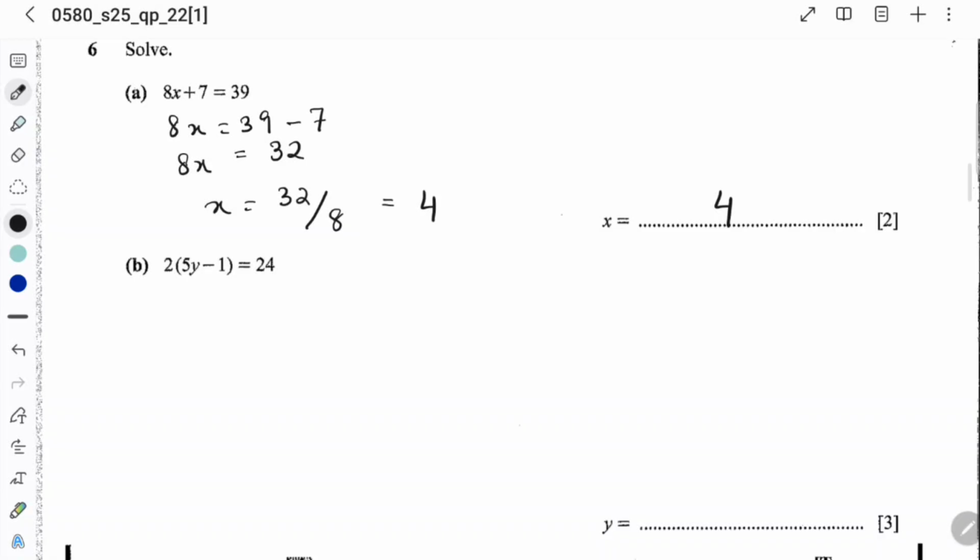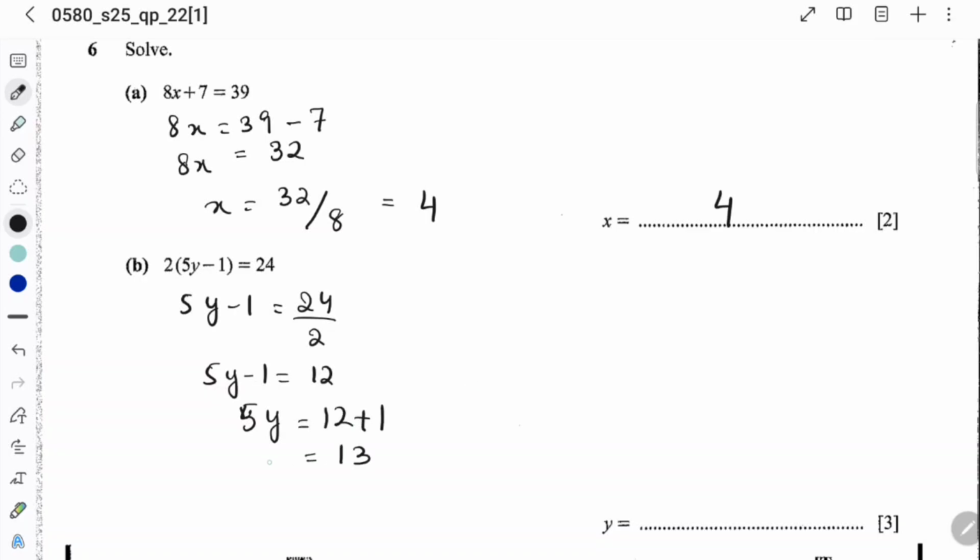The next part B, 2 times (5y minus 1) equals 24. Then what do you do? You just multiply first, or you can divide by 24 first if you want. Alright, so if I'm just dividing it, 5y minus 1 equals 24 over 2, that is equal to 12. Then 5y minus 1 is equal to 12. 5y equals 12 plus 1, which is equal to 13. It was minus, so it will be plus. 5y equals 13 and y equals 13 over 5. Or you can write down 5 times 2 is 10 plus 1, 13. So 2 whole 1 over 5 is the answer for this part.